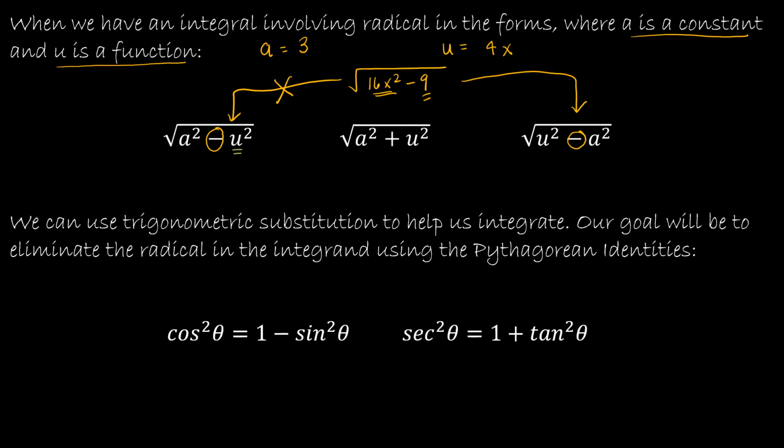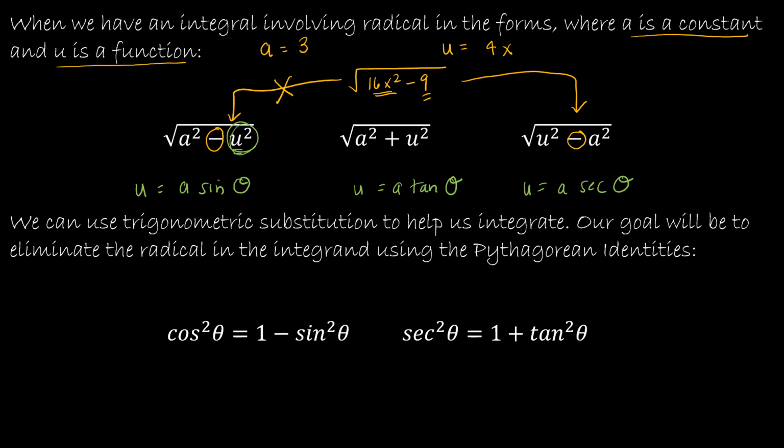The other reason it's important is because our u substitution is going to be different. So here I've got my u squared. What I'm going to end up doing is a u substitution for that function, and if it's in this form, my u is going to be a sine theta. If it's in a squared plus u squared form, my u is going to be a tangent theta. And if it's in u squared minus a squared form, my u is going to be a secant theta.